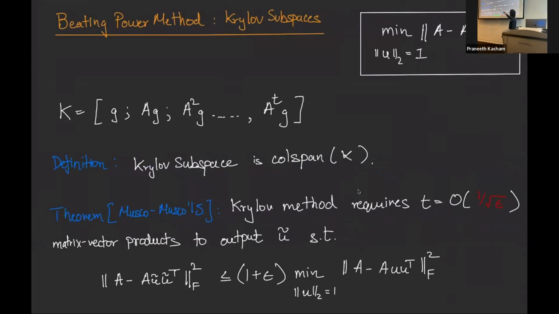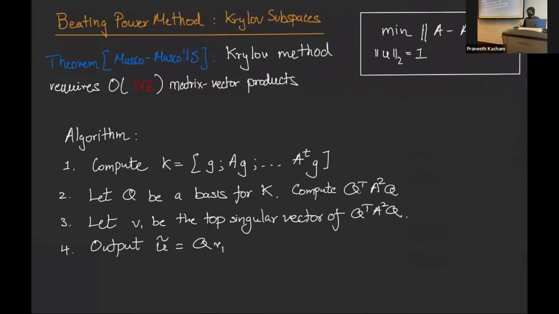The same paper has this really nice result that if you study Krylov methods, if you actually find the best vector in the subspace and you output that vector, then you only need 1 over square root epsilon iterations. So we get this square root factor saving. And the guarantee is still the same. It's going to be a 1 plus epsilon approximation to opt. Okay, and let me say a bit about why you can do this and why you can implement this algorithm in the matrix vector model.